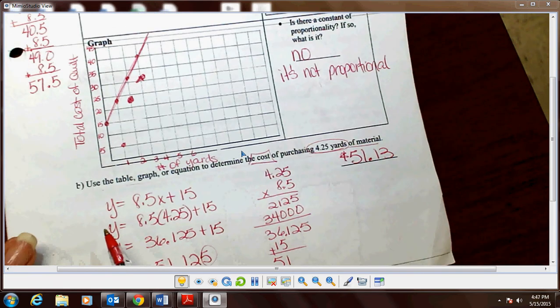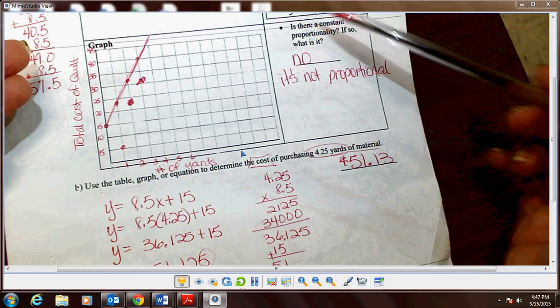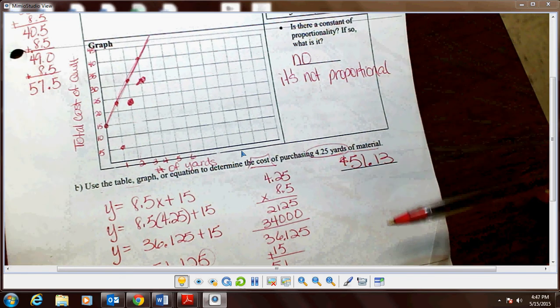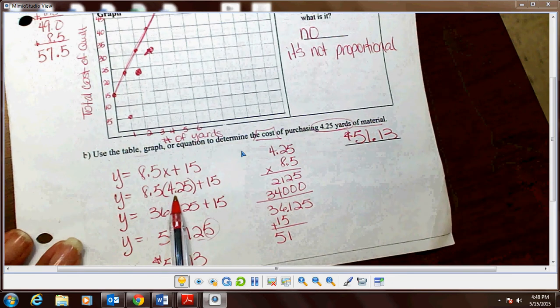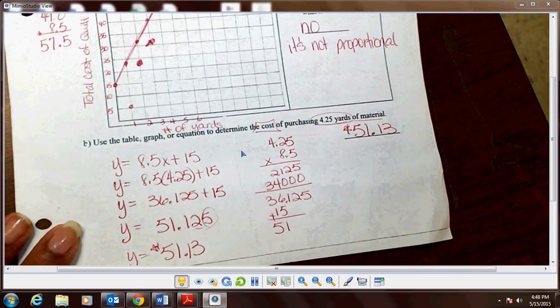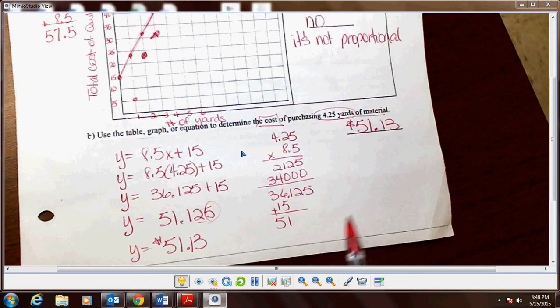Okay, part B wants you to use your equation up here to find out how much 4.25 yards of material is going to cost. So all you have to do is take your 4.25 and plug it in for x and work the equation out. So 8.5 times 4.25 is going to give you 36.125, and then add your 15. Again, since we're dealing with money, round to the nearest hundredth. So those are the steps that I went through.